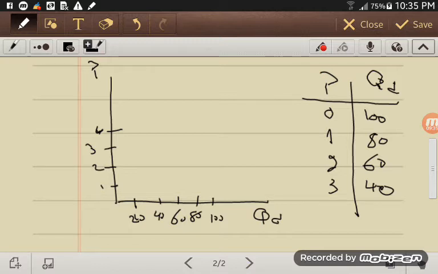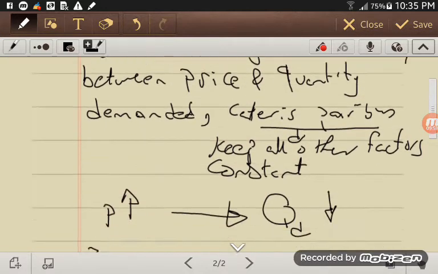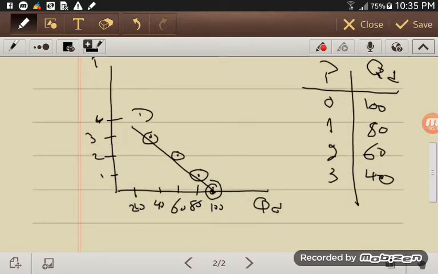Zero and 100, 1 and 80, 2 and 60, 3 and 40, and so on. This is the demand curve. By the way, this is going to be a straight line. So this is by words, schedule, and graphical.